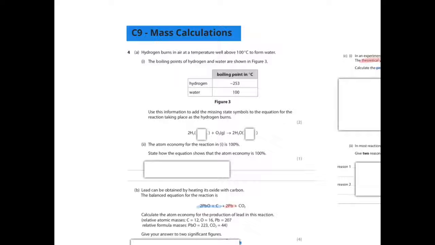hydrogen burns. So you can see that hydrogen burns in air at a temperature well above 100 degrees Celsius. So we know that the temperature we have to describe the states of these chemicals in is above 100 degrees Celsius. So hydrogen boils, it turns into a gas at minus 253. So we know that hydrogen must be a gas. Now water boils at 100 degrees, and if our temperature is greater than 100 degrees, then water must also be a gas. Very easy, really.